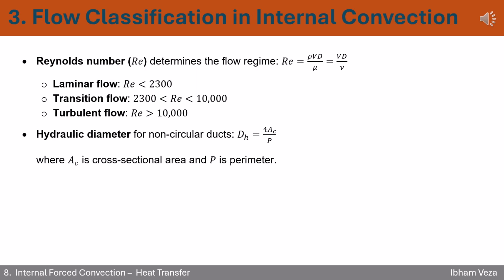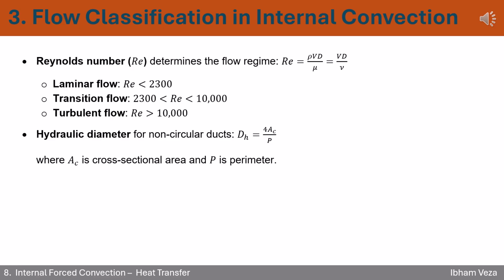3. Flow classification in internal convection. Let's talk about how we classify flow inside pipes and ducts. The first step is always the Reynolds number. This single value helps you figure out whether the flow is calm, unstable, or chaotic. If the Reynolds number is below 2300, you have laminar flow, smooth and predictable. Between 2300 and 10,000, the flow is in transition. It's unstable and can fluctuate. Above 10,000, it's turbulent: high energy, chaotic, and fully mixed.